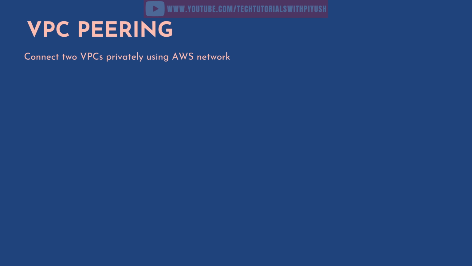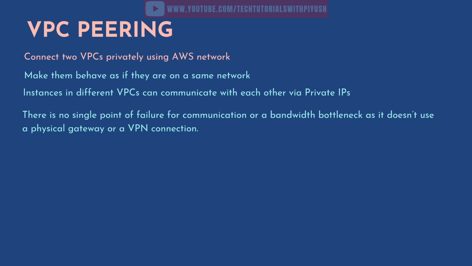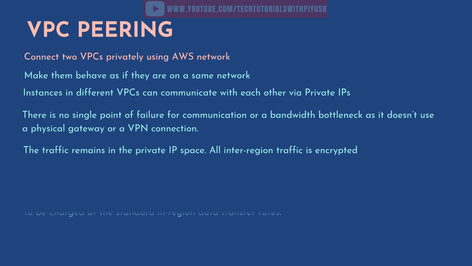It is used to connect two VPCs privately using the AWS network. It makes them behave as if they were on the same network. That means instances in different VPCs can communicate with each other via their private IP addresses. There is no single point of failure for communication or a bandwidth bottleneck, as it does not use a physical gateway or a VPN connection. The traffic remains in the private space and all inter-region traffic is encrypted.